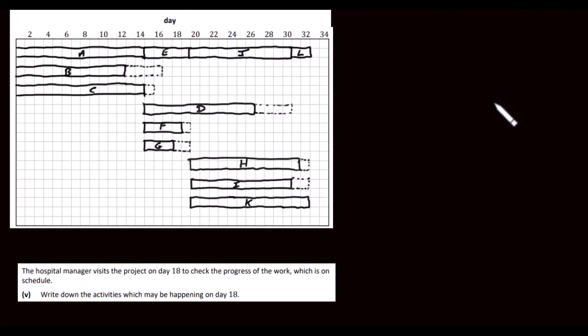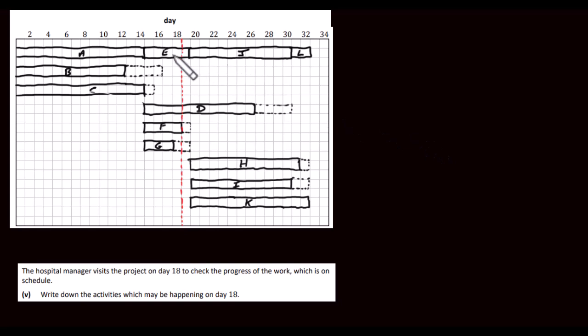The hospital manager visits the project on day 18 to check the progress of the work which is on schedule. Write down the activities which may be happening on day 18. Okay, so if we look at day 18, day 18 is here. You just draw a line down along here. This is day 18.